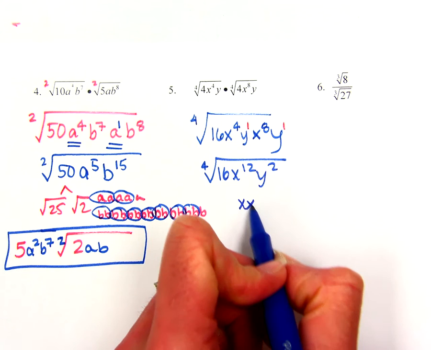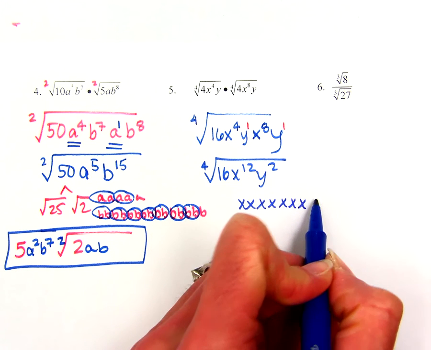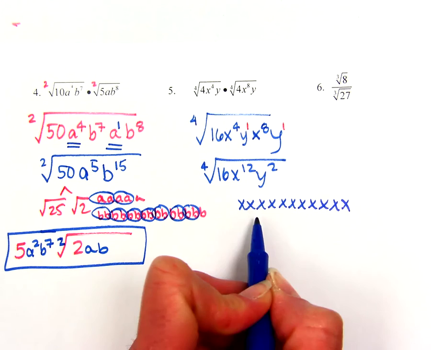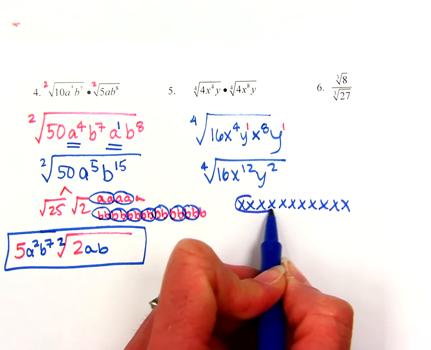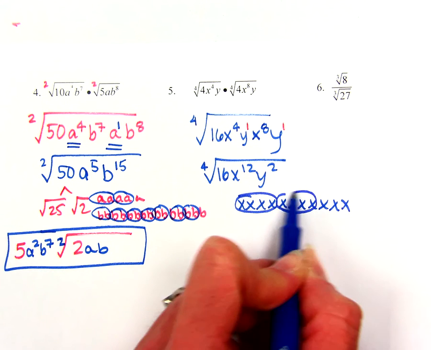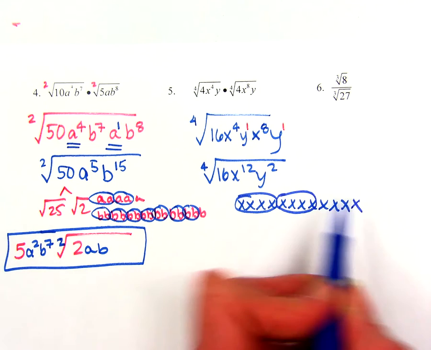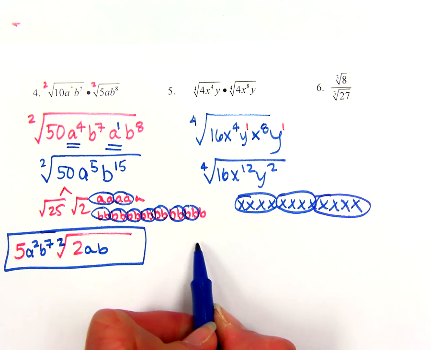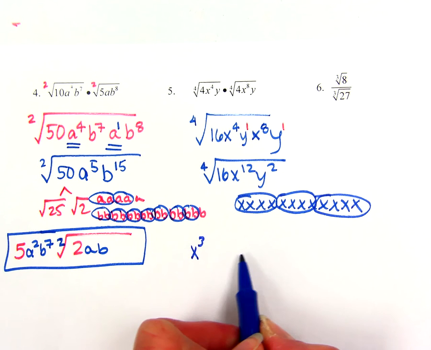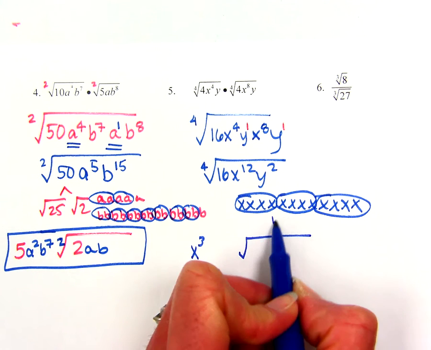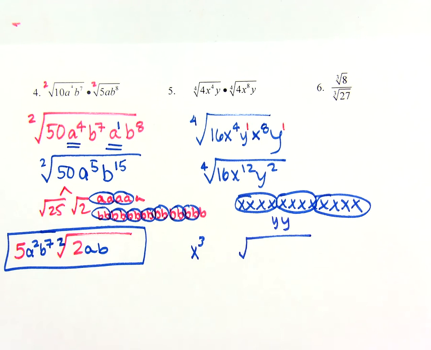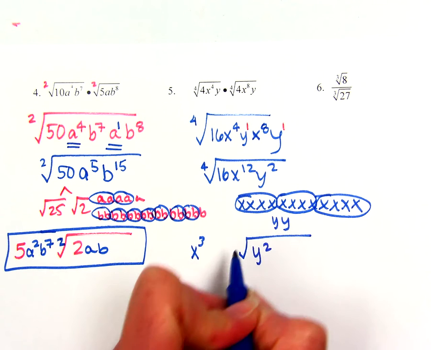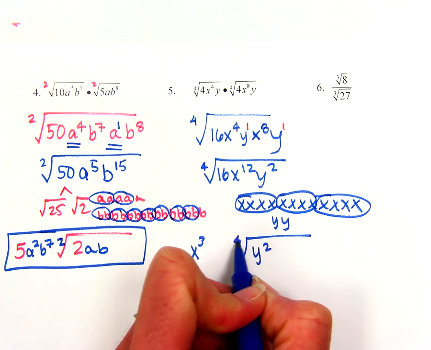And then if you want to break down your x's, remember, you don't have to write them all out. You can look at what's 12 divided by 4, that would give you 3 groups. So it's x cubed. No x is left over. But for my y's, I don't have enough to take out a group of 4, so all my y's are still left over. It's a 4th root of y squared here.